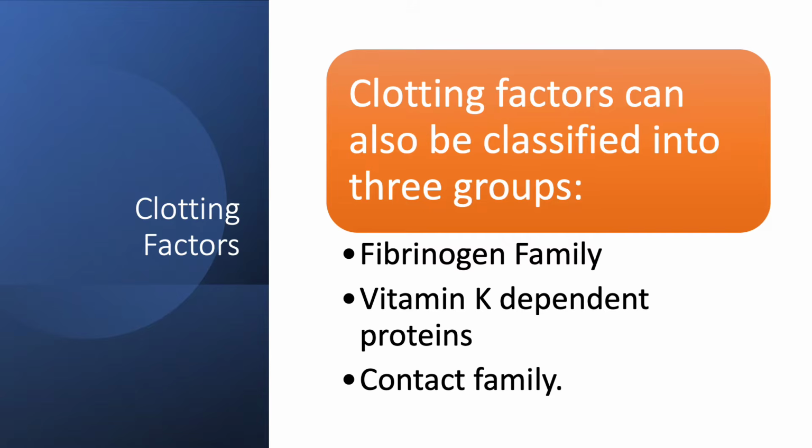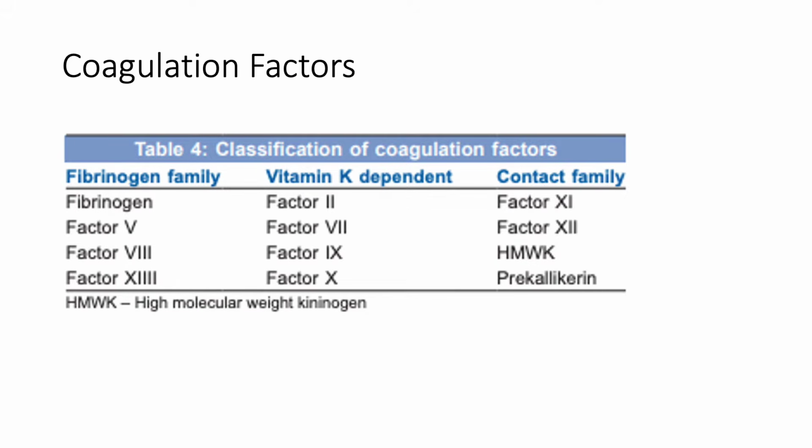Clotting factors can also be classified into three groups: the fibrinogen family, vitamin K dependent proteins, and the contact family. So this is how they are divided. The fibrinogen family has fibrinogen, factor 5, factor 8, and factor 13, whereas the vitamin K dependent factors are factor 2, factor 7, factor 9, and factor 10, and the contact family has factor 11, factor 12, high molecular weight kininogen, and prekallikrein.